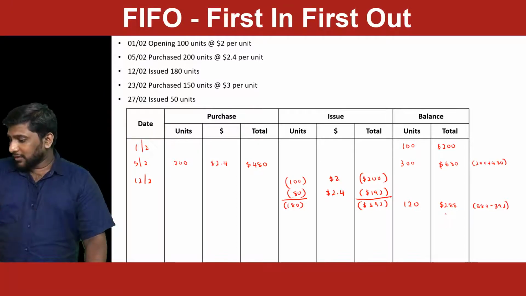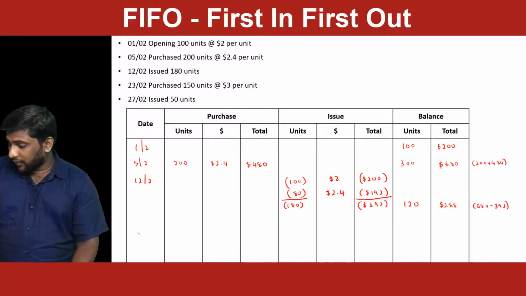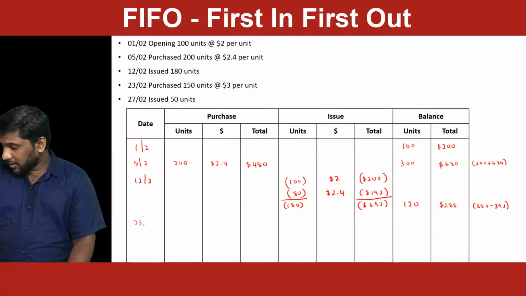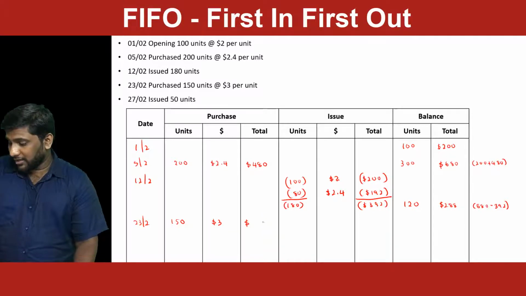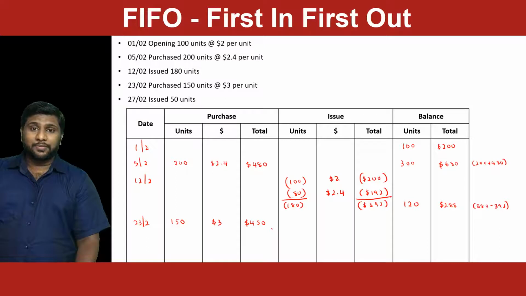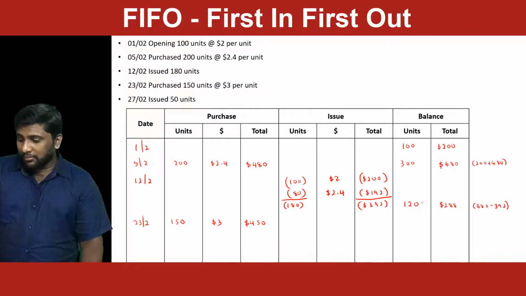Now let's go to the next one. 23rd February, you purchased 150 units. 23rd February, you are purchasing 150 units, each unit at a price of $3. So for all the 150 units that you purchased, the value should be how much? $450.